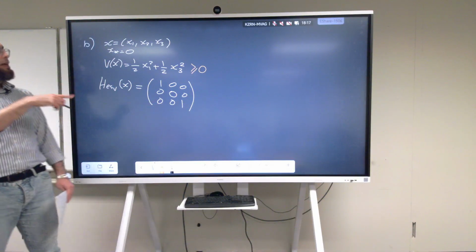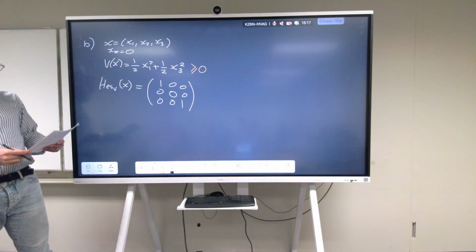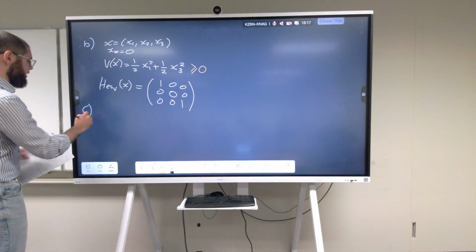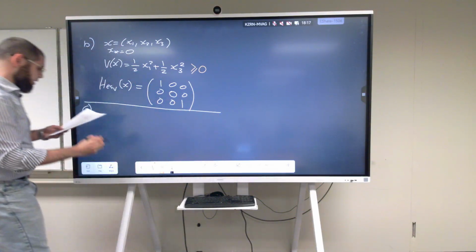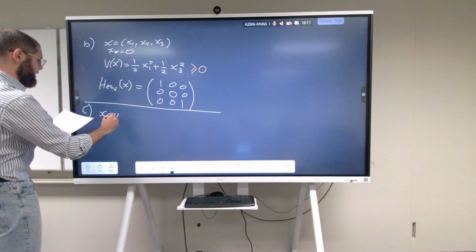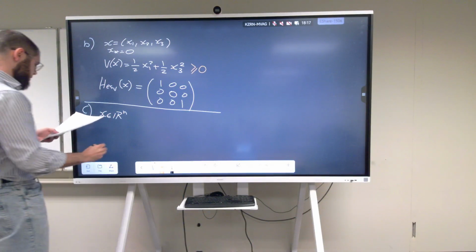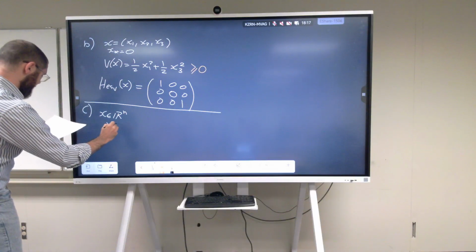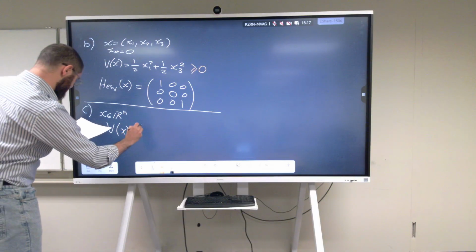By the way, the two examples I gave you are a special case of a more generic case, which is if you have in general x in R^n, and you have a quadratic function given by this.